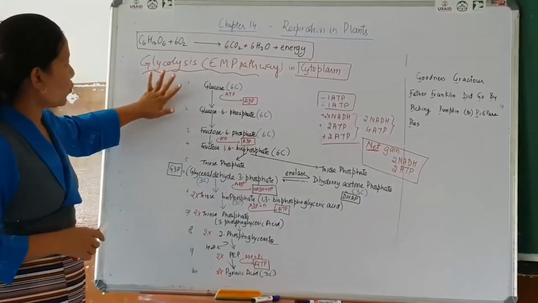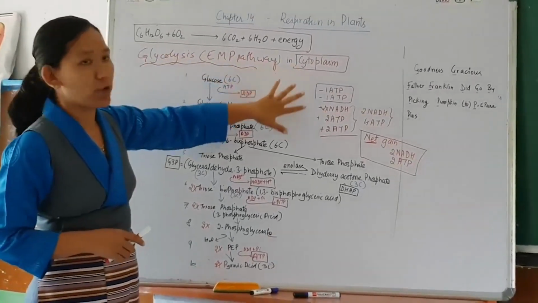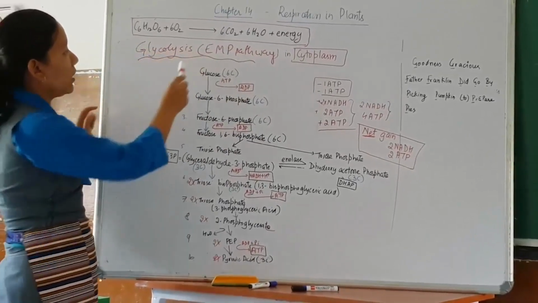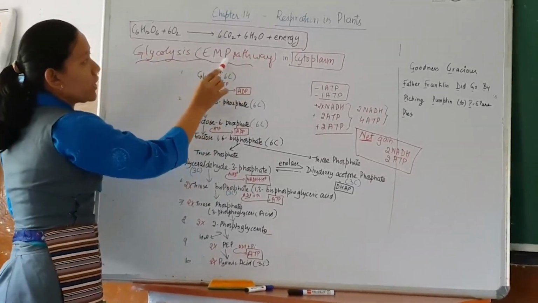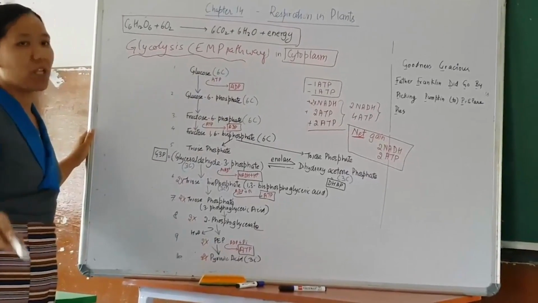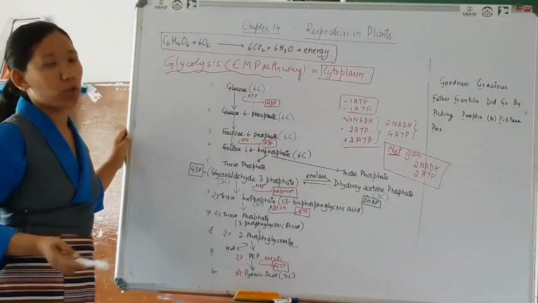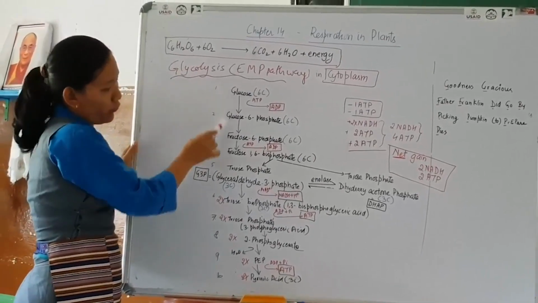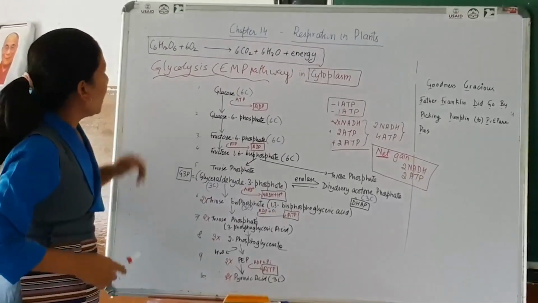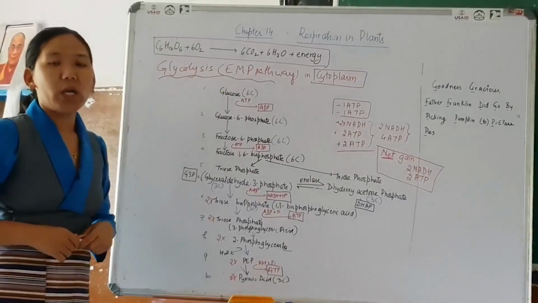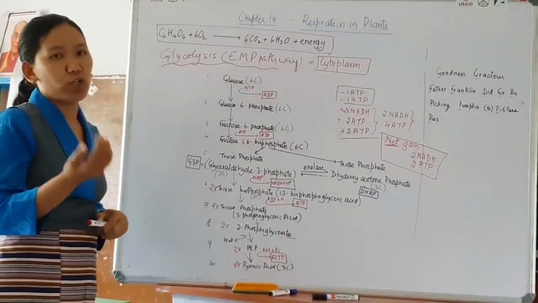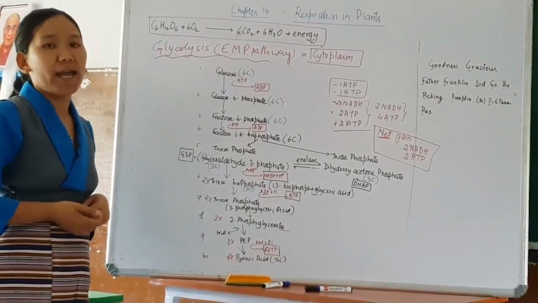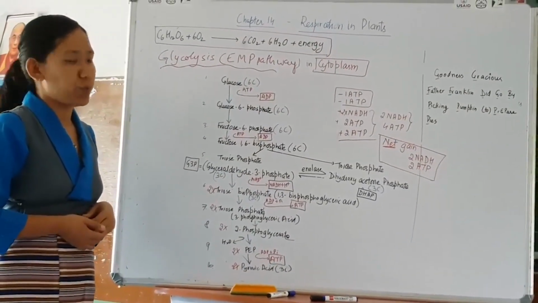Okay, and we know that it occurs in the cytoplasm, and you should know that glycolysis has another name, that is the EMP pathway. So sometimes they may ask you what the EMP pathway is. So you should write this: glycolysis, breakdown of glucose, involving 10 steps. And this EMP pathway occurs in the cytoplasm. It is also a common pathway for aerobic respiration as well as anaerobic respiration.